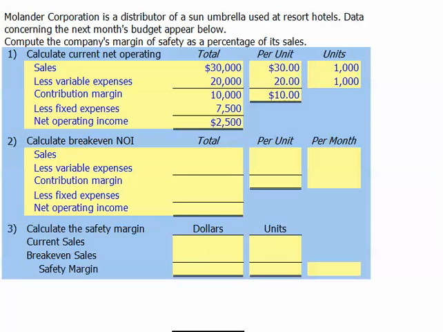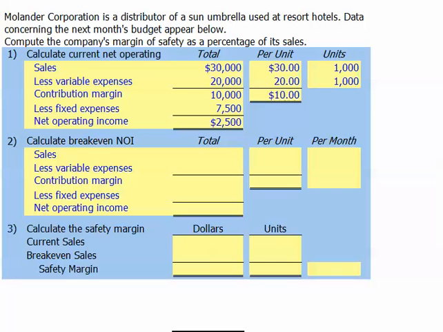Let's go ahead and work through one more example. The Molander Corporation is a distributor of sun umbrellas used at resort hotels. Data concerning the next month's budget appear below. Compute the company's margin of safety as a percentage of sales.